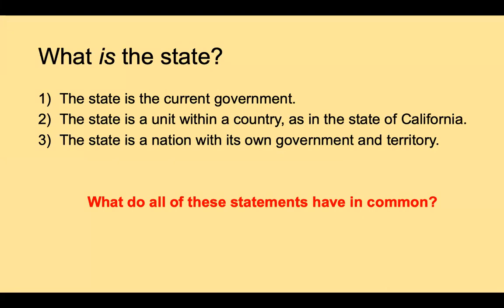So first, the state is the current government. Second, the state is a unit within a country, as in the state of California. Third, the state is a nation with its own government and territory. Now, I want to put it to you, what do all of these statements have in common? Tell us in the chat. I'll give us a moment to reflect, and in a few minutes, I'll read your input and I'll incorporate it as we go along.